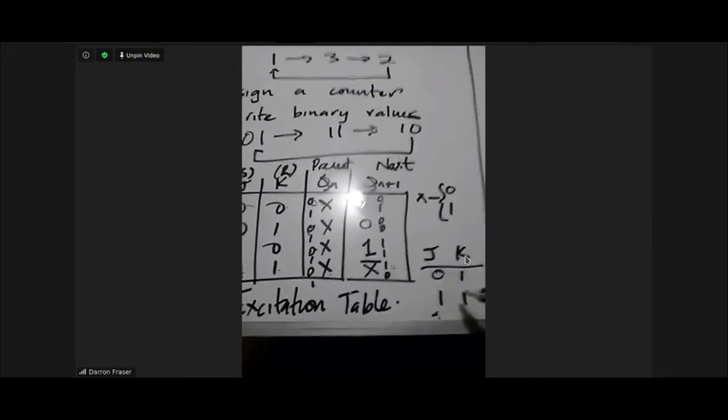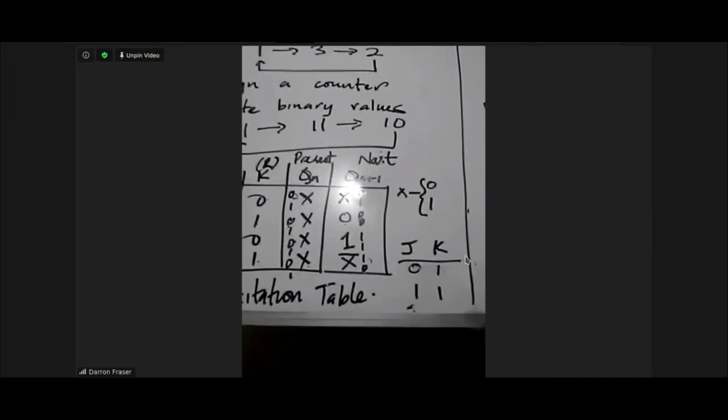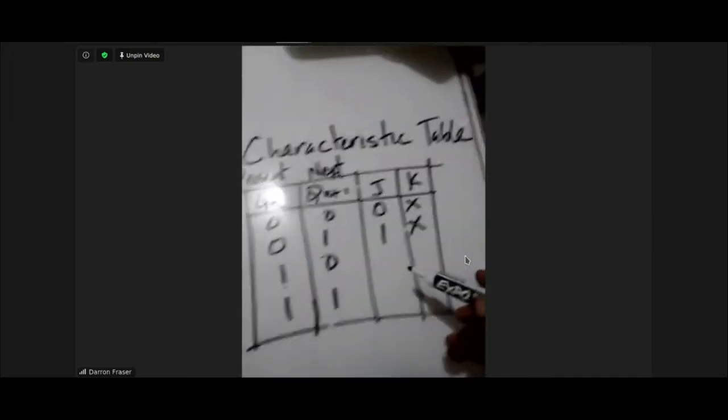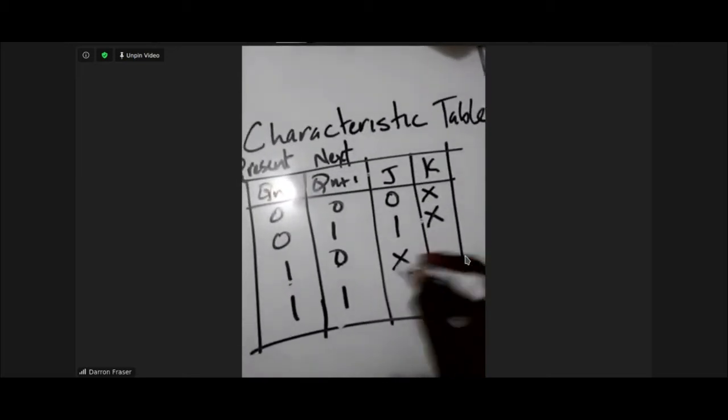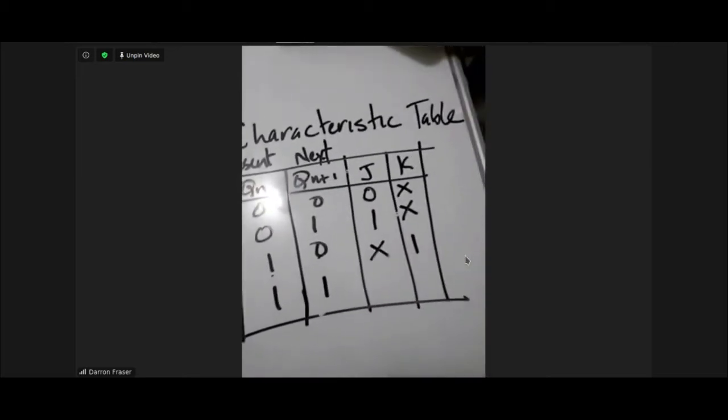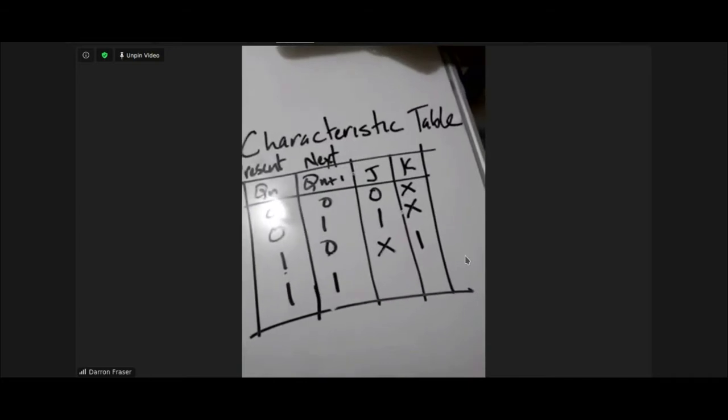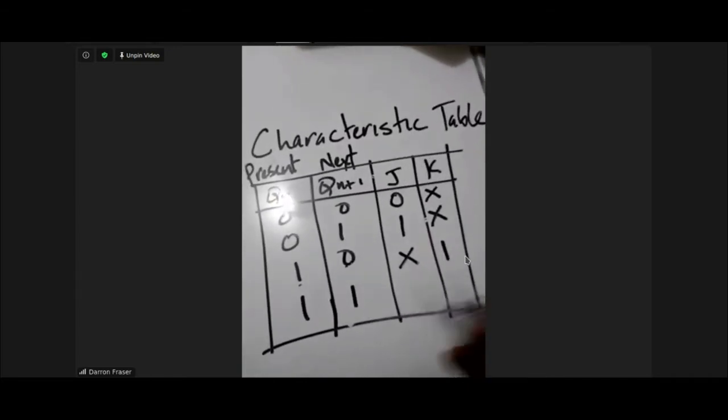Right. So therefore, we're going to write this down in our table. We don't care what J is, and K is 1. So by the symmetry of the table, we can write down the last one is don't care, 0. But anyhow, let's check it.